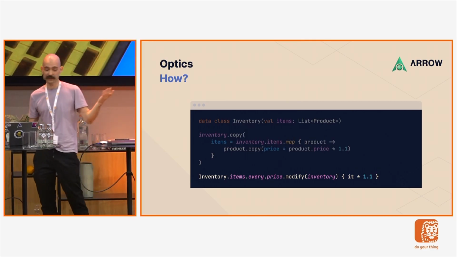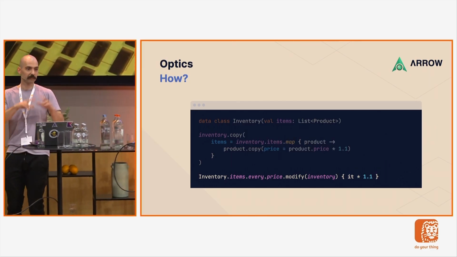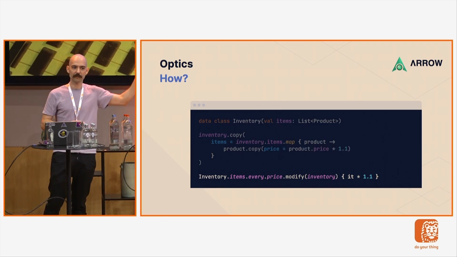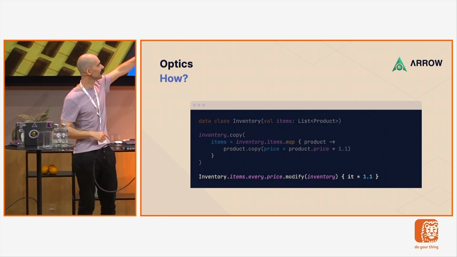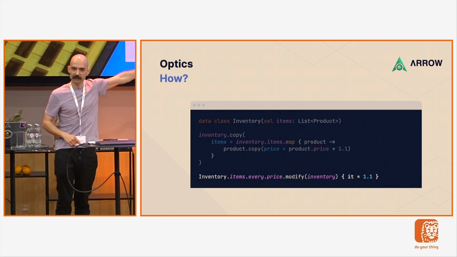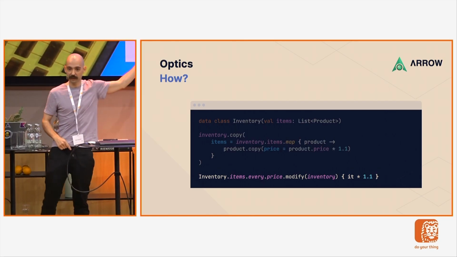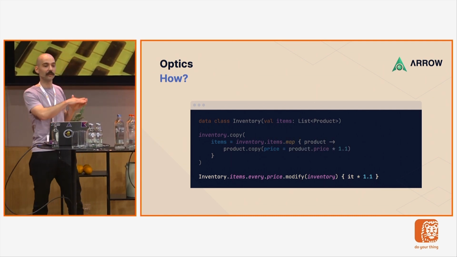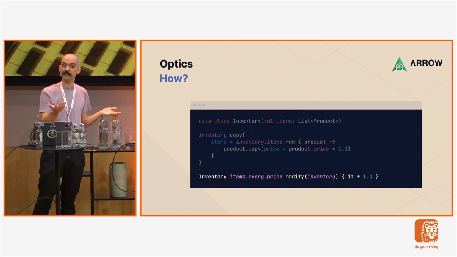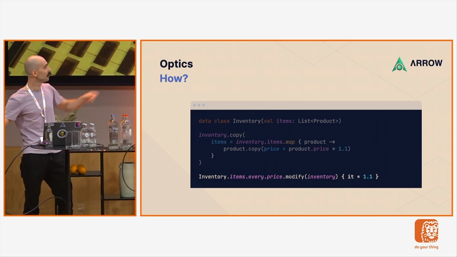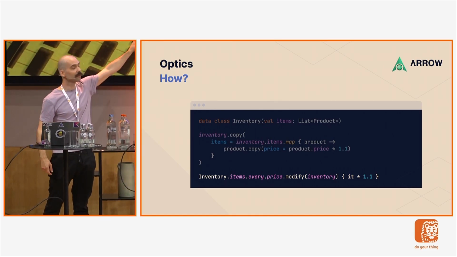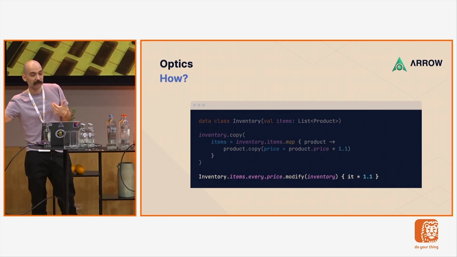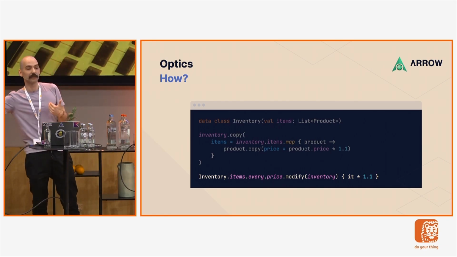Which looks exactly the same, right? And I would say the special case here is the every DSL function that was introduced. So we say we're going to dig into all the items in the inventory, and then the every function is going to dig into every item of the list, and then we can select a price that is defined on every item in the list, and again use that path to modify the inventory given a function.